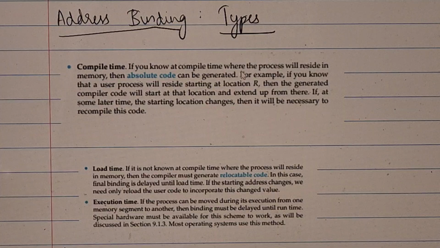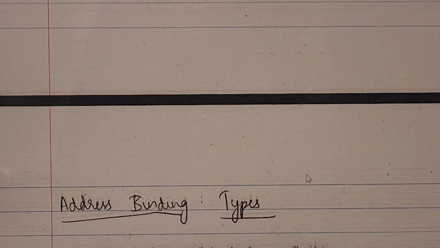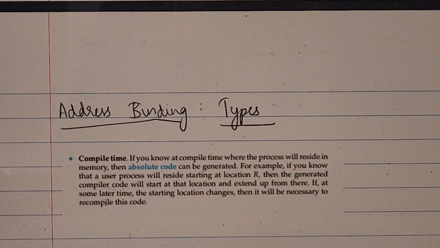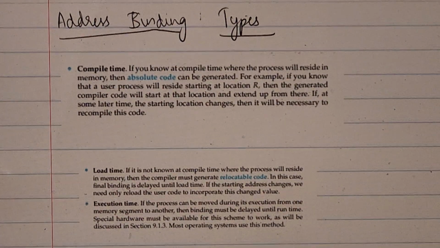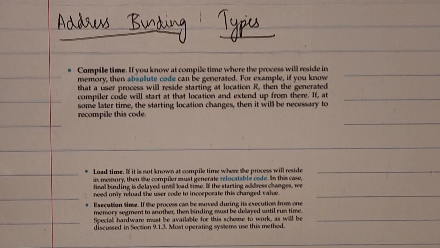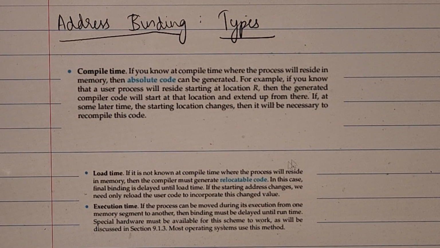So I know this might not have made complete sense. Address binding, to understand it fully, we need to have a better knowledge of linkers, loaders, and address binding itself is not the objective of this course. So all you need to know is that address binding is a sort of mapping from one address space to another, and it is one of the things which the operating system deals with.